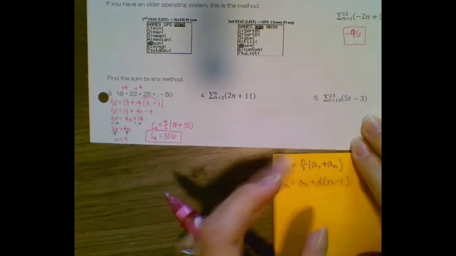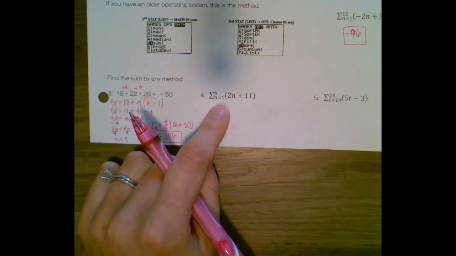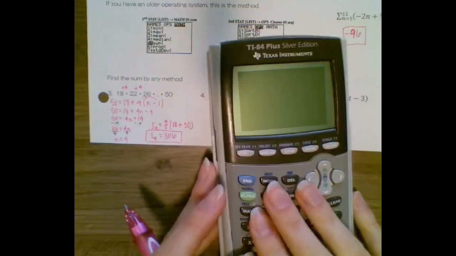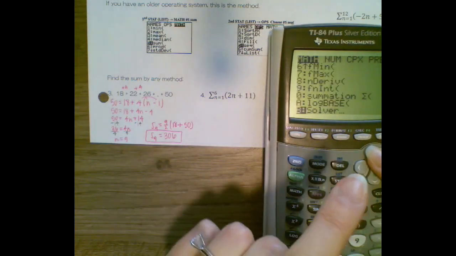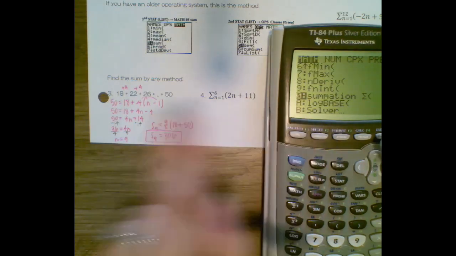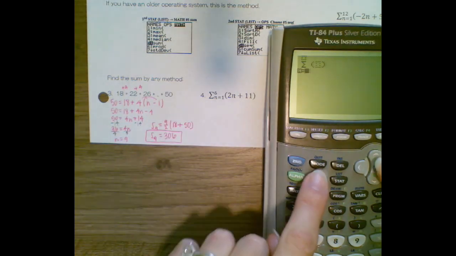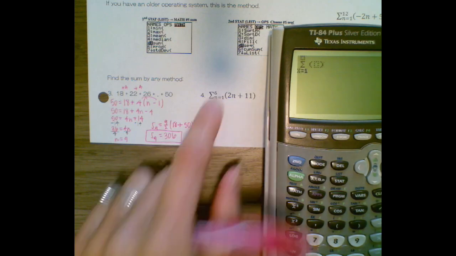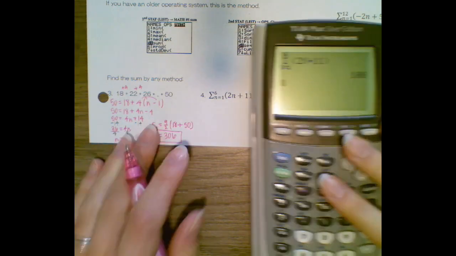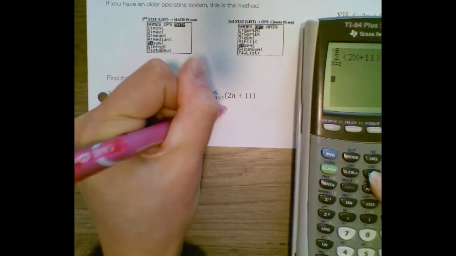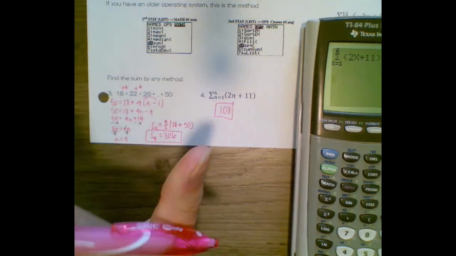All right, number 4. This is in the summation notation, so I am just going to go ahead and plug that in my calculator. So I'm going to hit math. If you scroll up, you actually get to the summation notation faster. X, remember it doesn't matter. You can use X for N. 6 times, whoops, I don't know why I put parentheses, 2x plus 11. I got 108. Okay.